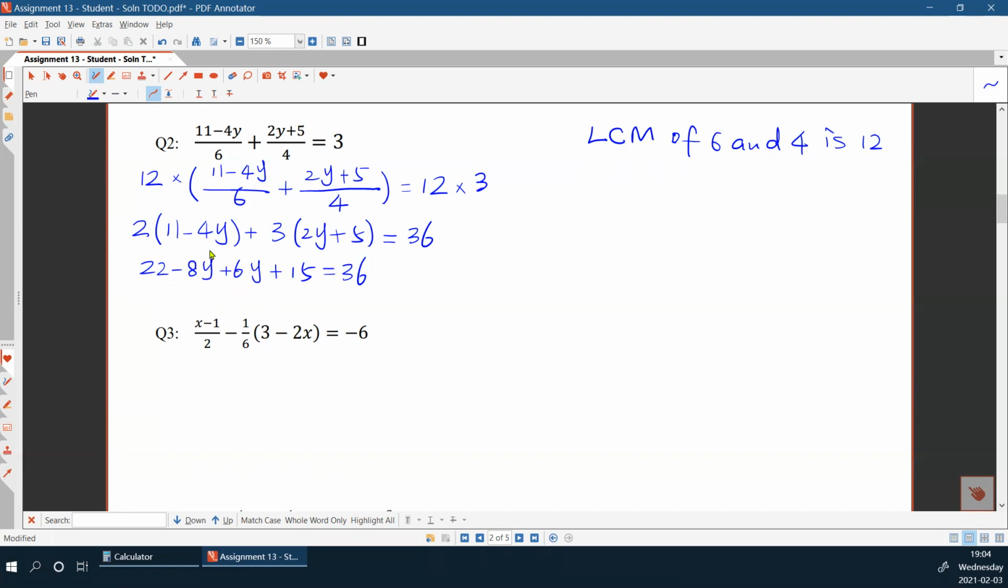And now we can merge all the y's. Okay, we can put all the y terms onto the right-hand side of the equation, which gives you 2y. And put 36 on the left-hand side of the equation, which gives you 22 plus 15 minus 36, which is 1, right? So the final solution is y is 1 over 2. Okay, any questions?